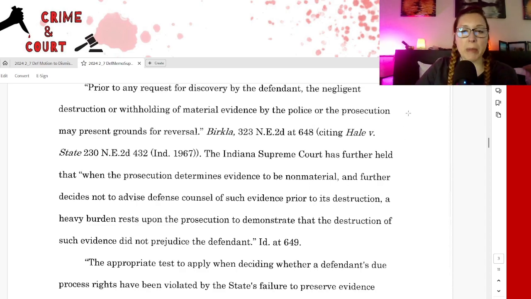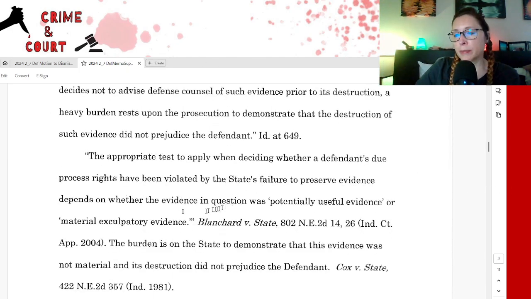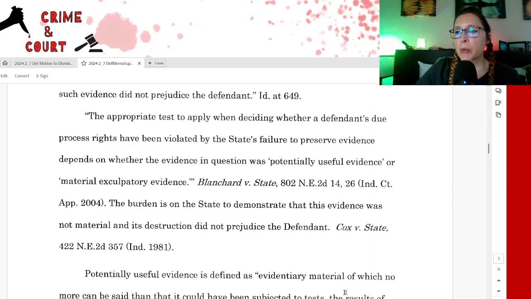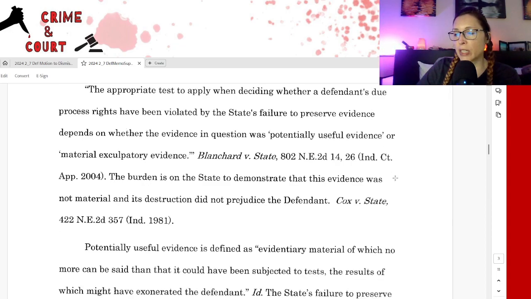Now you have to prove that my client's guilty, but you also have to prove that the evidence that's missing or deleted wouldn't have helped him or prejudiced him in any way. All right, so the appropriate test to apply when deciding whether a defendant's due process rights have been violated by the state's failure to preserve evidence depends on whether the evidence in question was potentially useful evidence or material exculpatory evidence. It comes from Blanchard versus State.